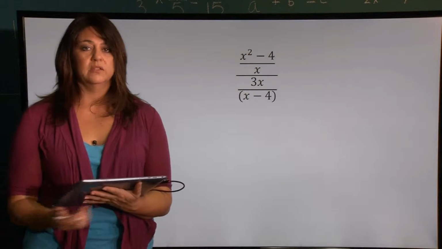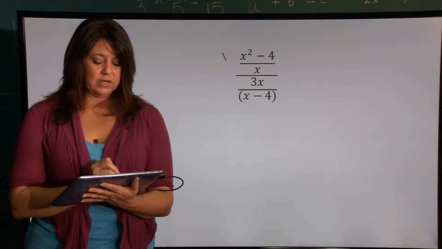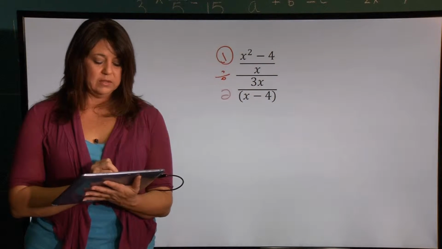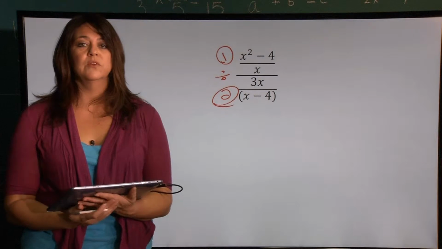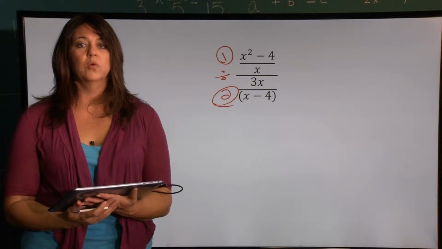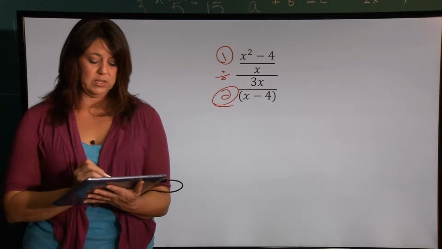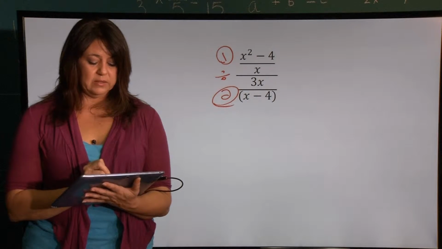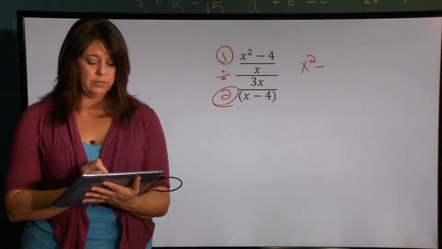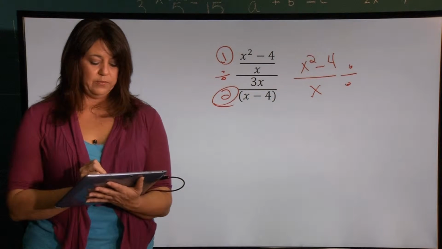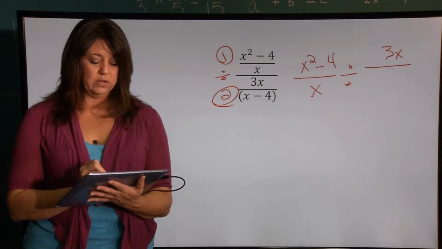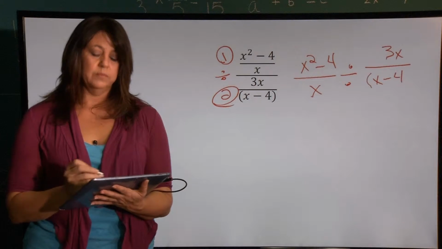Here we have a complex fraction. This is fraction number 1, this is our division bar, and this is fraction number 2. It might be helpful if your first step is to write the problem horizontally instead of vertically. Write them exactly as they are, x squared minus 4 over x divided by 3x over x minus 4.